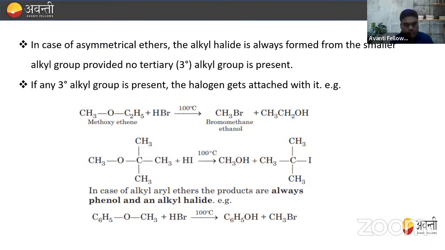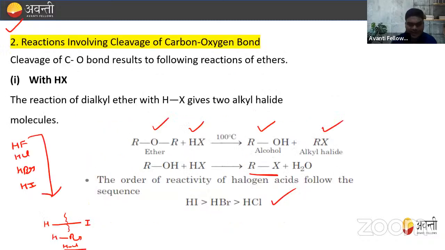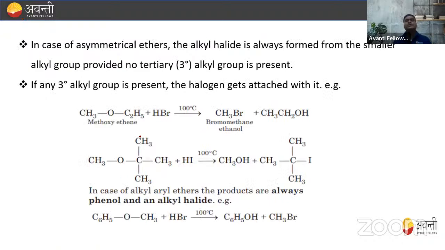Now in case of asymmetrical ether, the alkyl halide is always formed from the smaller alkyl group, provided no tertiary alkyl group is present. Always remember. So this is the symmetrical ether, so in this there is no problem. But if you're talking about the asymmetrical ether, the alkyl halide is always formed from the smaller alkyl group, provided no tertiary alkyl group is present. If any tertiary alkyl group is present, the halogen gets attached to it.